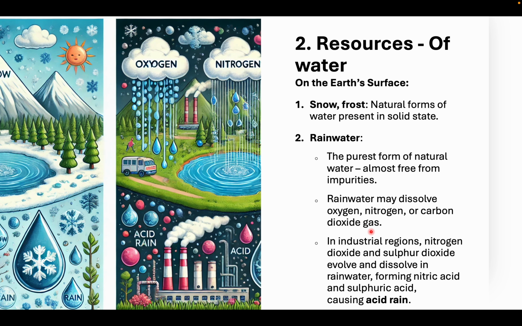And the second is rainwater, which is the purest form, almost free of impurities. However, in industrial regions, rainwater can mix with gases like nitrogen dioxide or sulfur dioxide and form nitric and sulfuric acid, leading to acid rain.